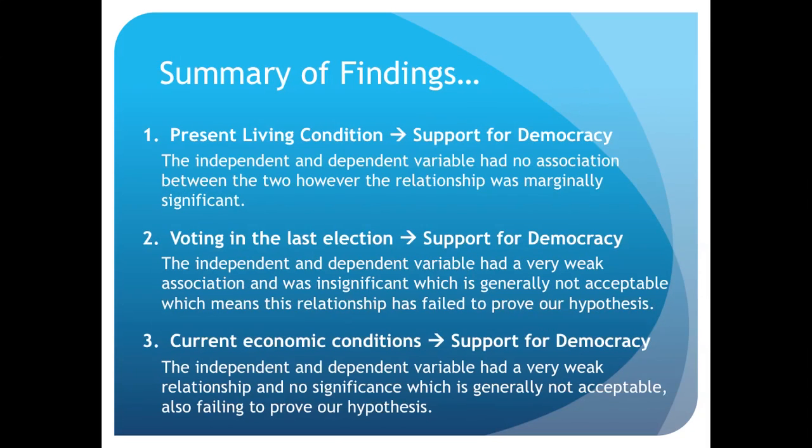In the first relationship between present living conditions and the support for democracy, there was no association between the two variables. However, the relationship was marginally significant. In the second and third relationships, there is no association between the variables. Accordingly, there is no significance as the probability attained was too high to be acceptable.